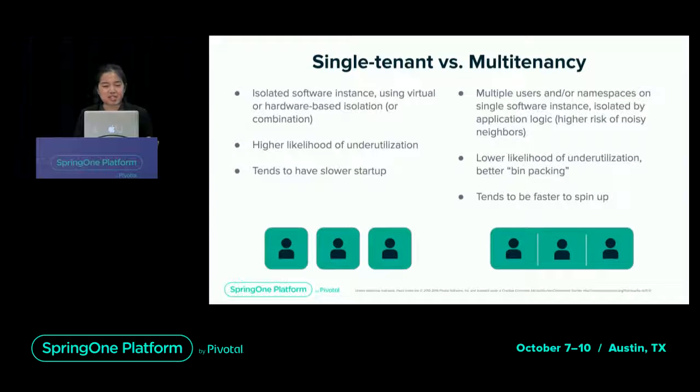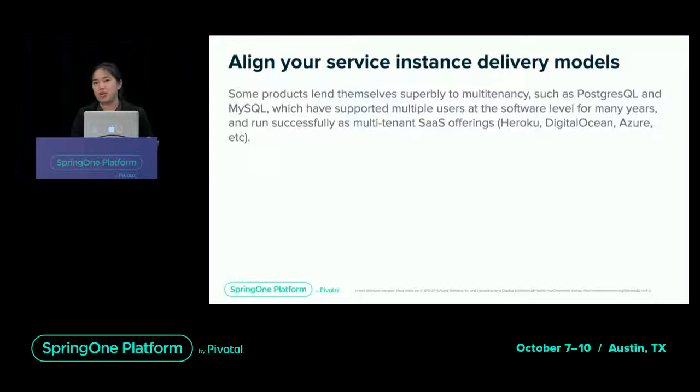That's kind of a misleading question because really, as a broker author, you shouldn't choose this freely. You should choose this based on the design of the software that you're packaging. So you should try to align your service instance delivery models.